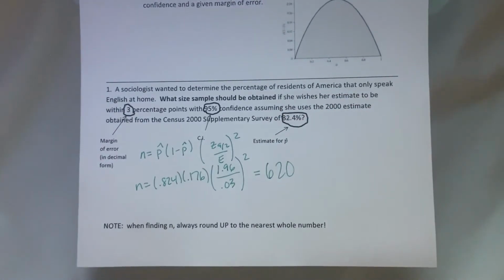619 point something. You always round this up to the next person. If you round down, there's a chance your error could be slightly bigger than 3%, in the worst case scenario. So you always round up to the nearest number for n when you're doing this. So 620 people need to be sampled to be sure you're within 3 percentage points.